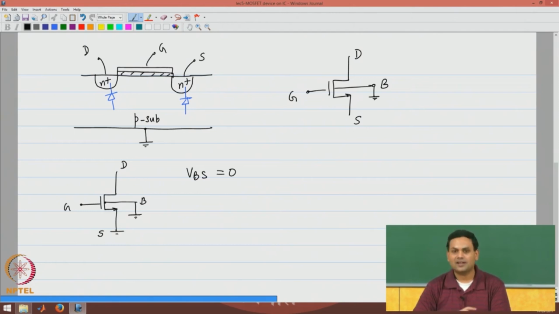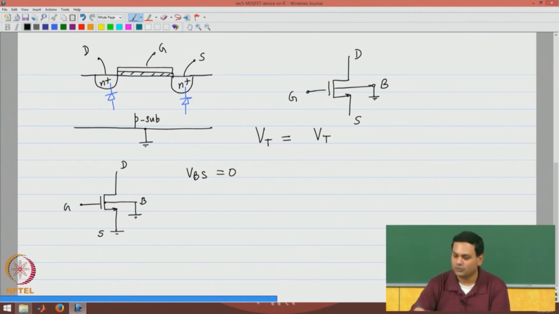Now, it turns out that if the bulk to source voltage were not 0, the threshold voltage of the device will change. That can be represented in this form. If you want to know more about this, please consult a good semiconductor devices textbook on MOSFETs that will explain the exact dependence of threshold voltage on the source bulk voltage. I will just give you the final result.